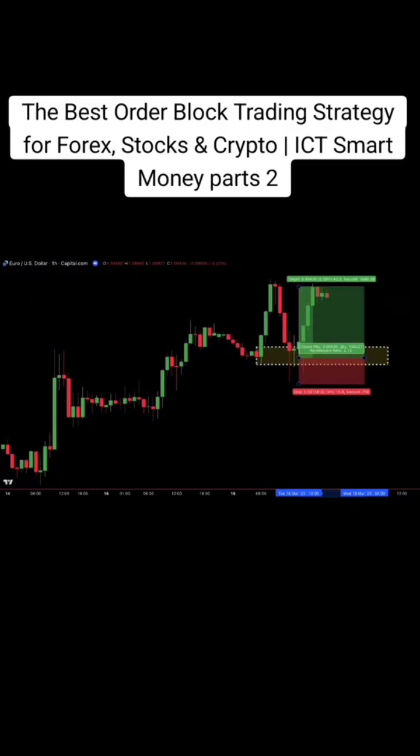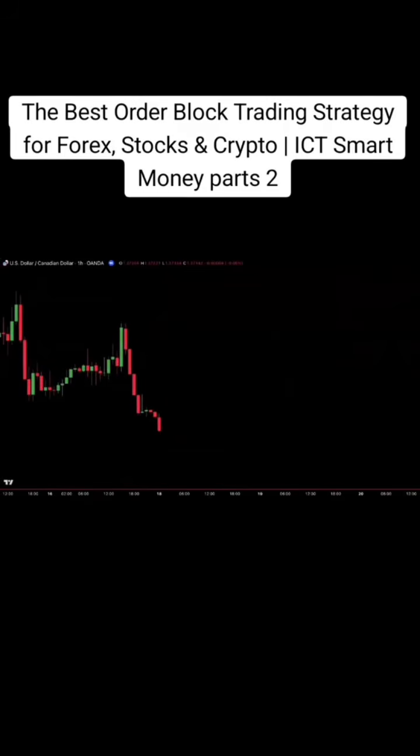This is a textbook example of how powerful order blocks can be when combined with market structure and multi-time frame analysis. Now, let's flip things around and look at a bearish scenario. This is the US dollar, Canadian dollar on the hourly chart. As you can see, the market is trending lower, forming a series of lower lows and lower highs.